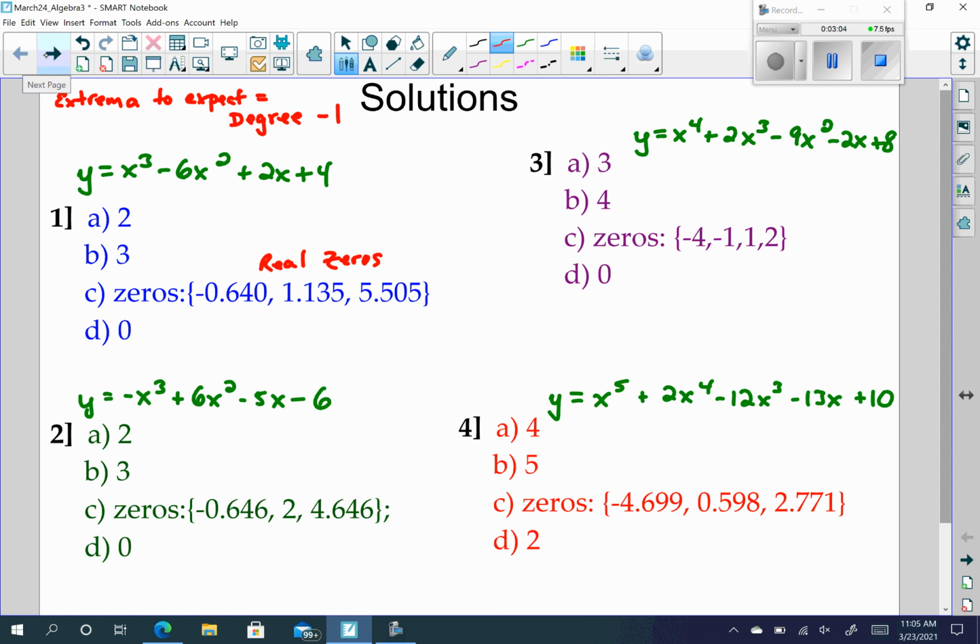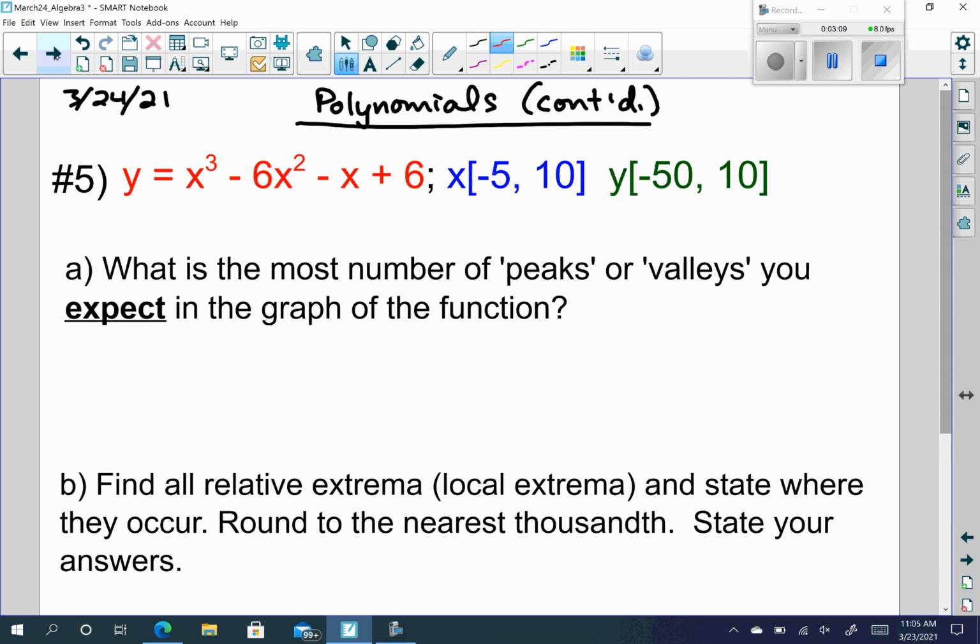All right, so next we're going to take a look at number 5 off of yesterday's worksheet. So before I have you graph this on Desmos, we can answer part A without looking at the graph. What is the most number of peaks or valleys you expect in the graph of the function? So remember, they're asking for the max number of relative extrema. So we answer this by saying the degree minus 1. Our degree is 3, minus 1, so we should expect 2.